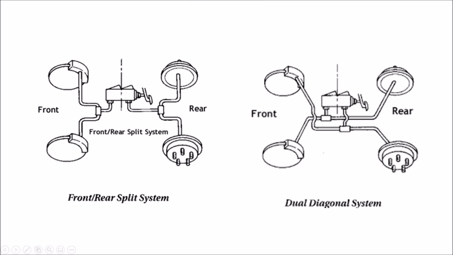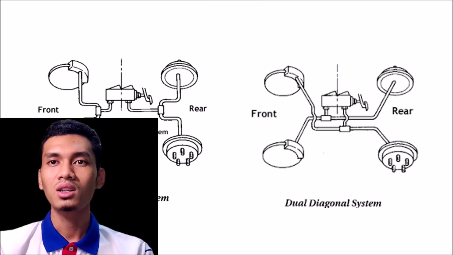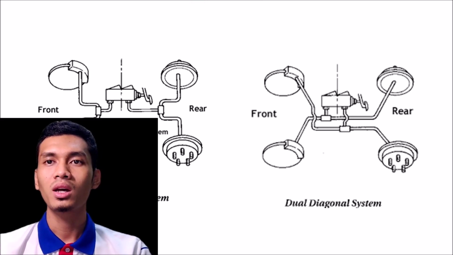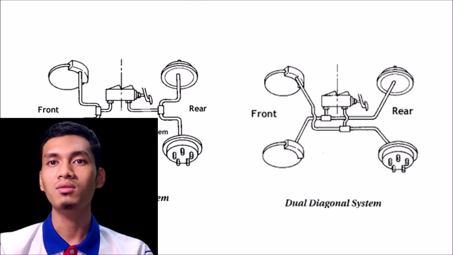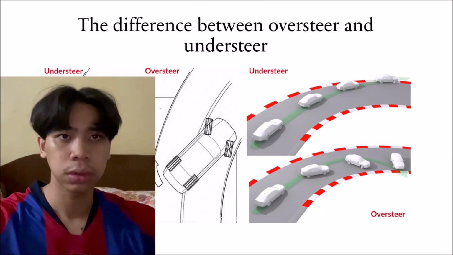Okay, so we can relate this to the first point that I said just now. A diagonal split is safer in the event of a failure, and a front-rear split could leave you with rear brakes only and a vastly longer stopping distance.